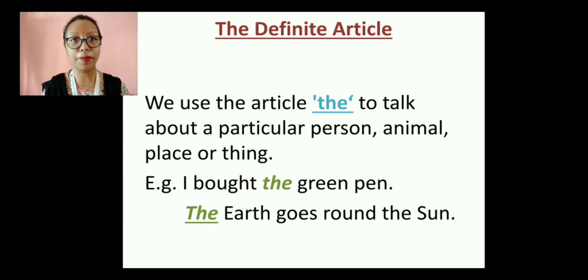What is the color of the pen? It's a green pen, right? Therefore, we are using the word the. The article the has been used here. I bought the green pen.